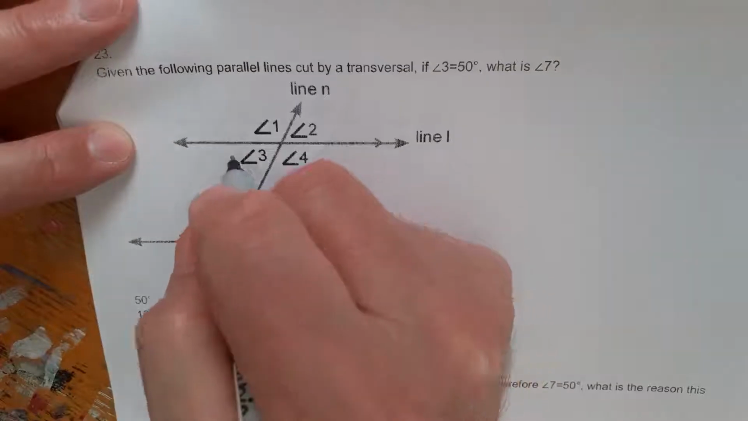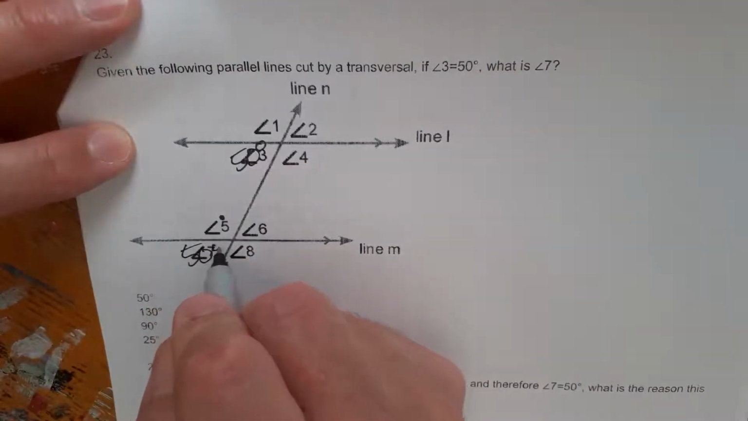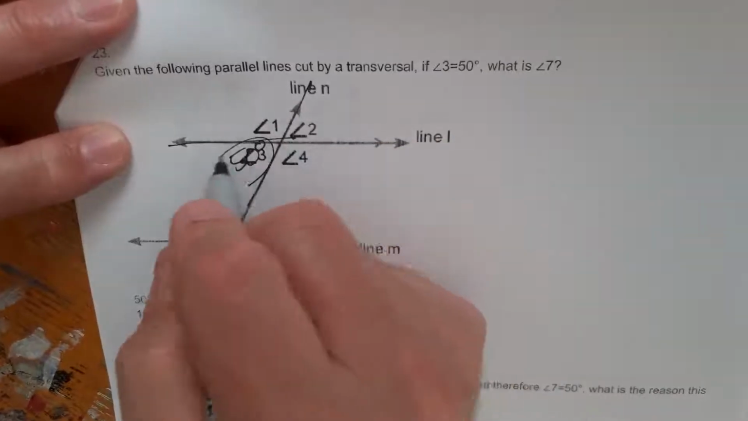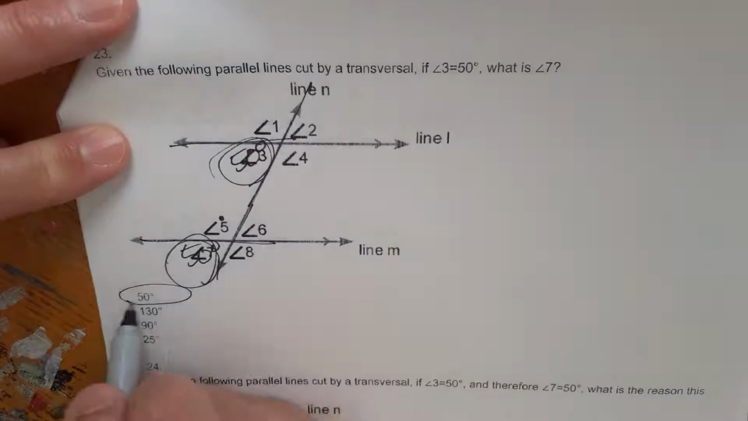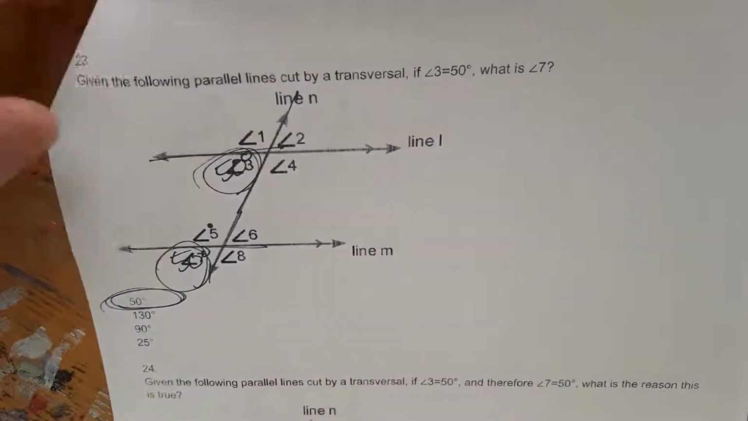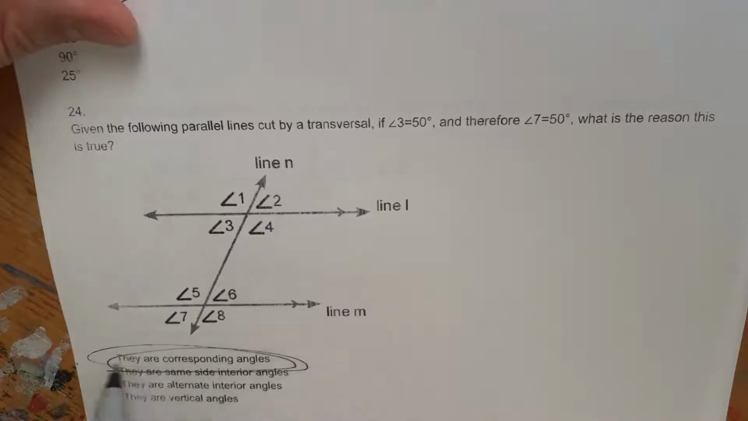All right, 3 is 50. What is 7? 50. So again, these are corresponding locations. This one's down here in the lower left, and this is the lower left. So they're both equal. They're both 50, and they're called corresponding angles. Definitely see a pattern here.